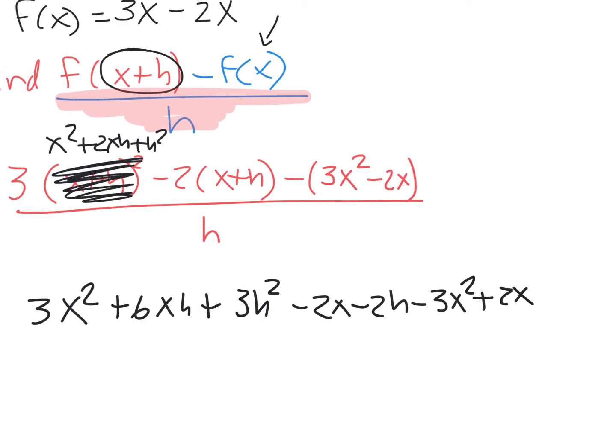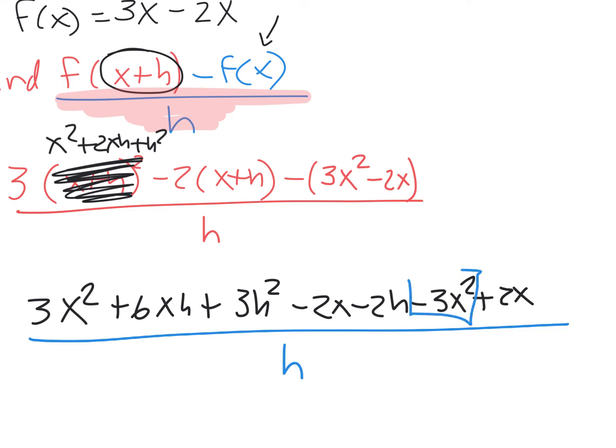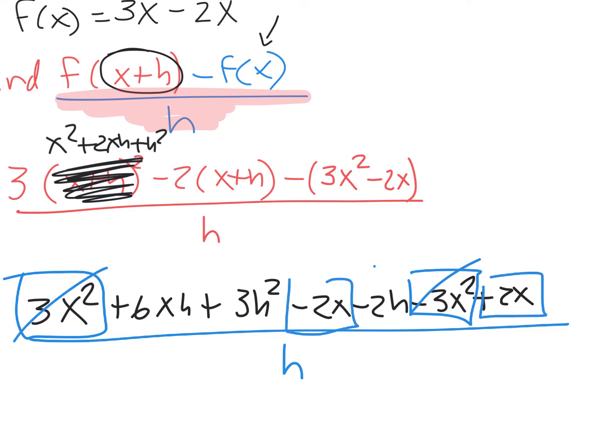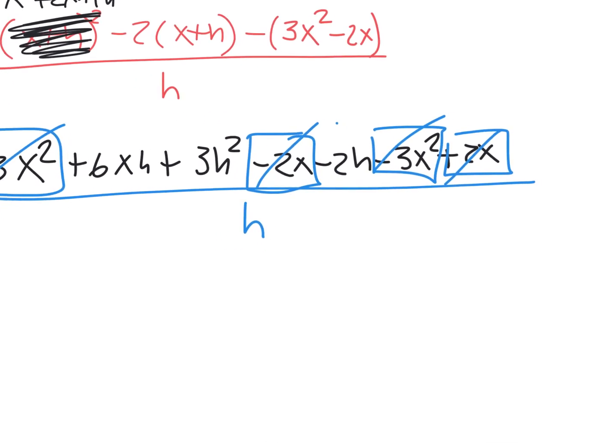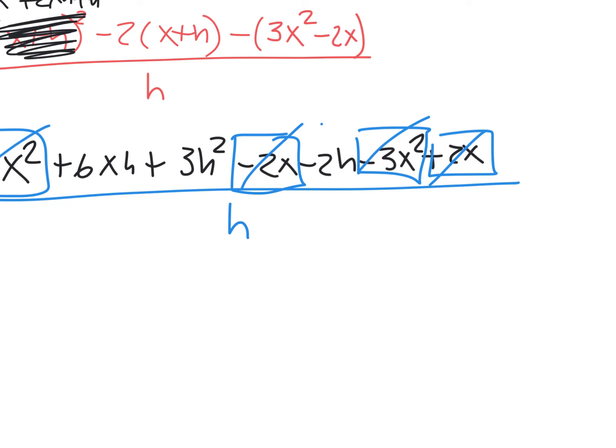And my pro tip in the past has been, if you don't have a lot of things canceling on the top, then you're probably doing something wrong. And so here's minus 3x squared, and here's plus 3x squared. Sweet, they cancel. Here is plus 2x, here is minus 2x, they cancel. And all the other things have h in them, which is cool, because then when I divide by h, they'll all cut down a notch. They won't have as many h's in them.